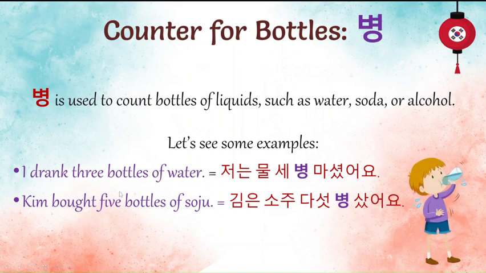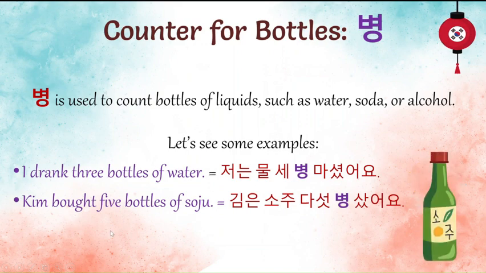I drank 3 bottles of water. 저는 물 3병 마셨어요. So here we are counting the number of bottles of water. So water is 물. 3 bottles, 세 병. Okay, first comes the noun water, then the number 3, and then the counter word for bottles 병. 물 3병. Okay, to drink 마시다 past tense 마셨어요.